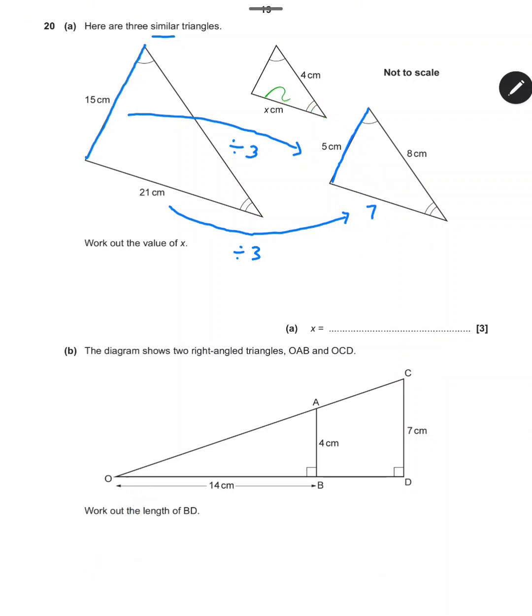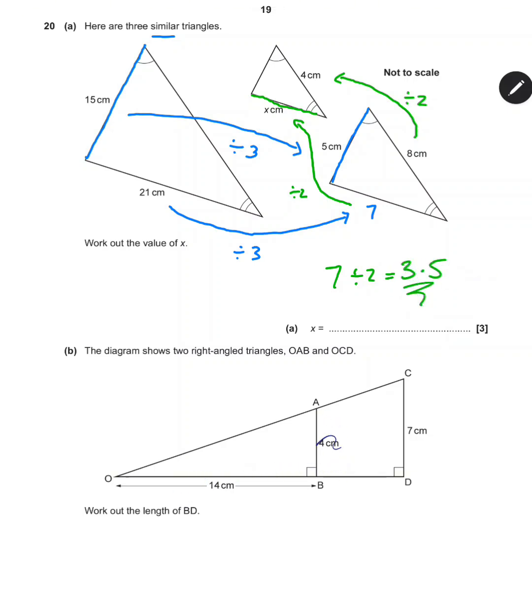Why did I do that? Well, I'm looking to work out this side, and now I can go from this triangle to this one. And to get from 8 to 4, you're just dividing by 2. So I need to do the same on this side. 7 divided by 2 is 3.5.